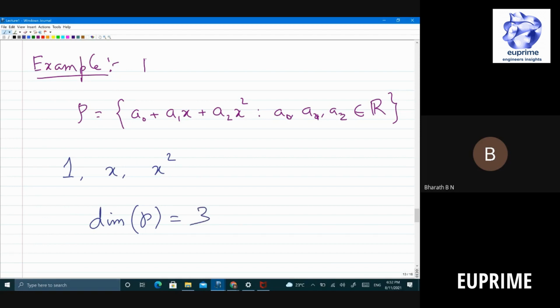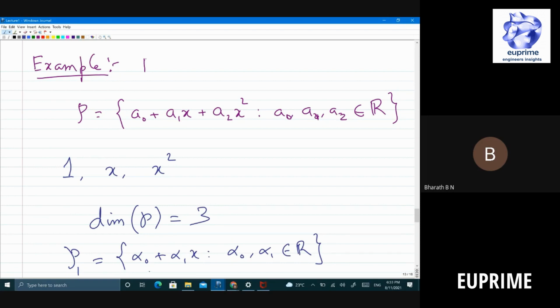Clear? Now, what is the subspace of this? Any idea? What is the subspace? Let me call this P1, which is alpha naught plus alpha 1 x such that alpha naught, alpha 1 belong to R. This is a subspace, right? Do you agree? Because I'll pick a2 to be equal to 0 in the previous, I'll get all this. So it's a subset. Now, how do I prove that it's a subspace?